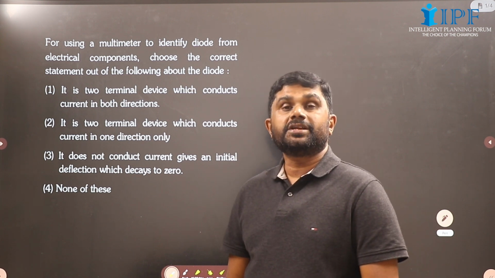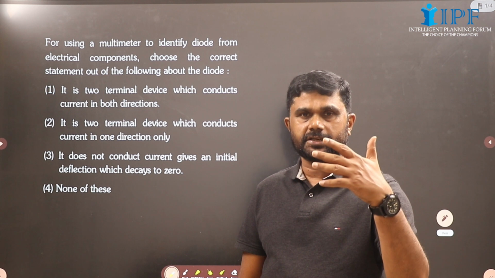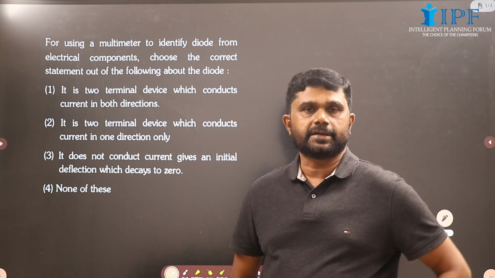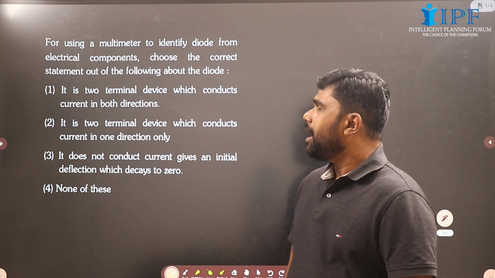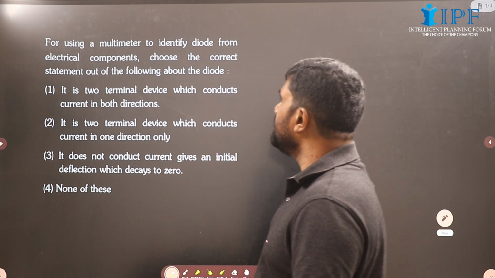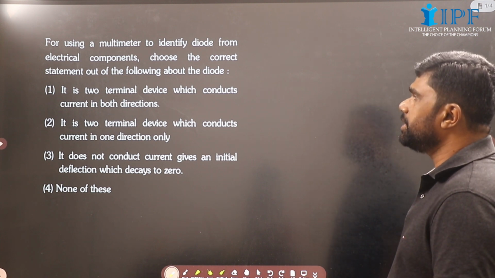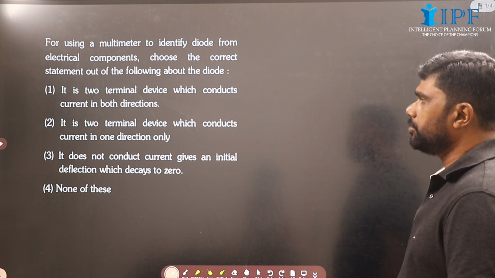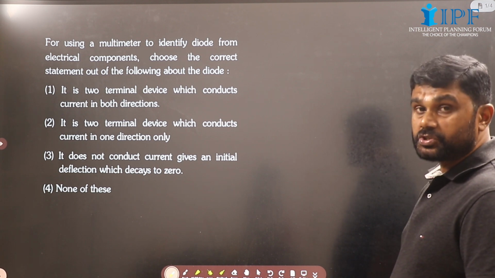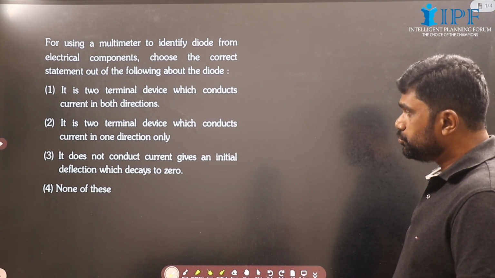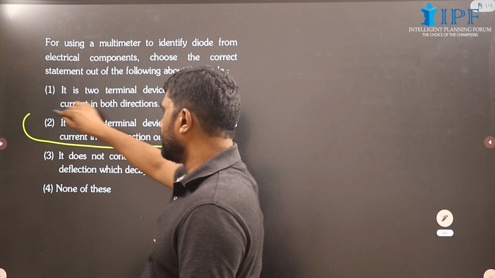Now component identification means identification of resistor, capacitor, diode, LED, like from a mixed collection of such items. For using a multimeter to identify a diode from electrical components, choose the correct statement about the diode. It's a two-terminal device which conducts current in both directions. No, it's a two-terminal device which conducts current in one direction only. That's fine.